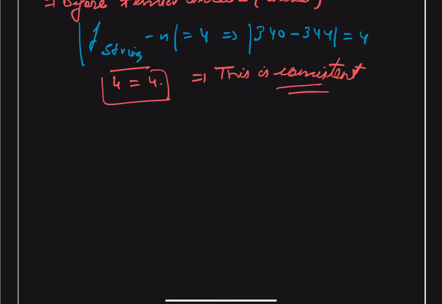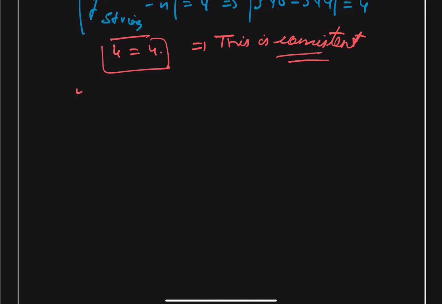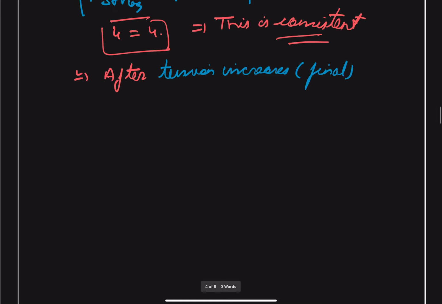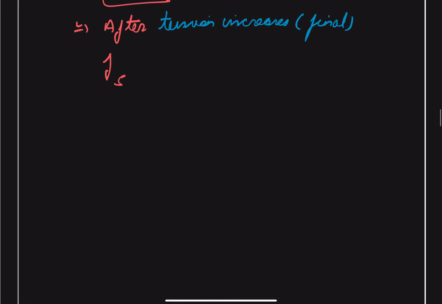Okay. So this is consistent in the first part. In the second part, after tension increases, that is our final, and we know the equation that f string new minus n should be equal to 2. And n we know is our 344.